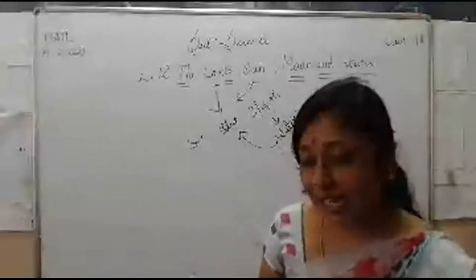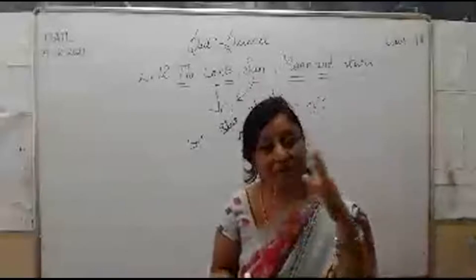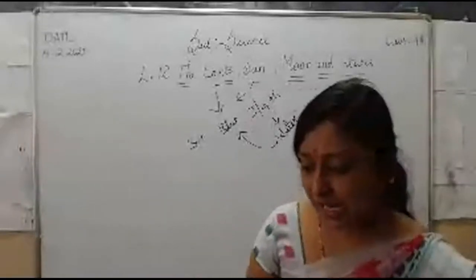When the sun gives us light, then only can we see the objects which are in front of us. The moon is called a natural satellite.